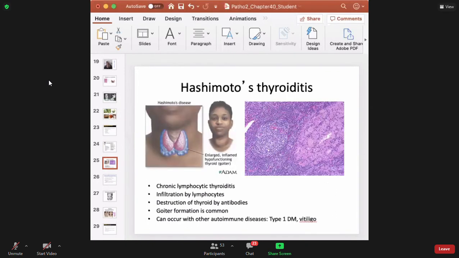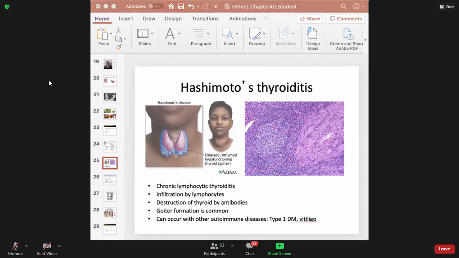Okay. So Hashimoto's is probably what you guys think about when you think about hypothyroidism because it's very common. I think it is the most common acquired hypothyroidism here in the US. It's when antibodies go in and destroy the thyroid and lymphocytes go in and invade the thyroid. So basically, you have destruction of the thyroid, and the patients will have a goiter. It's pretty common, and because it's an autoimmune disease, it can occur with other autoimmune diseases as well.